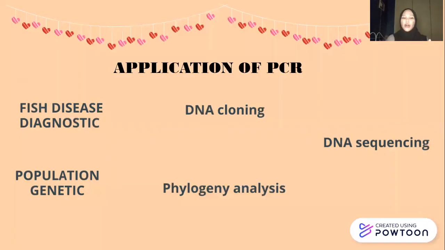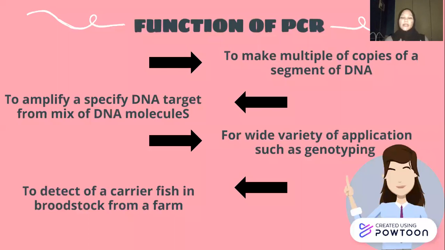Next, these are the applications of PCR. First is fish disease diagnostics, DNA cloning, population genetics, phylogeny analysis, and DNA sequencing. Okay, there are 4 functions of PCR that I have understood. First is to make multiple copies of a segment of DNA, to amplify a specific DNA target from a mix of DNA molecules for a wide variety of applications such as genotyping. The last one is to detect a carrier fish in broodstock from a farm.